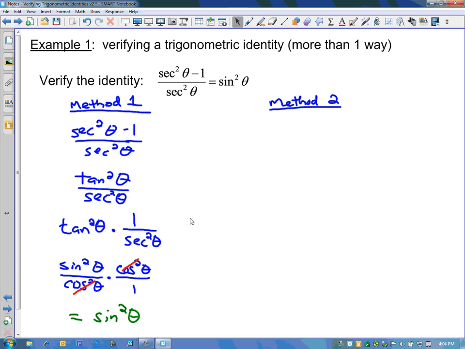Now, a lot of students get down to either this step or this step and they're not sure what to do next. Well, look at your goal. If you want sines, then you need to start changing these to sines and cosines.